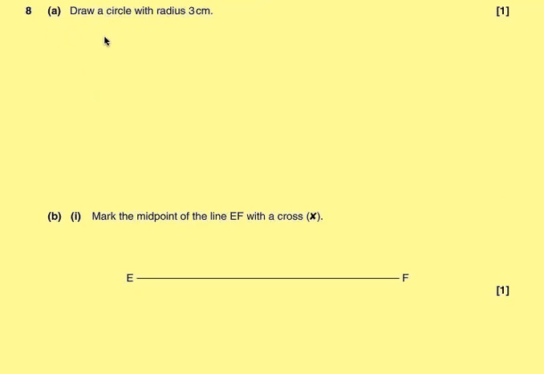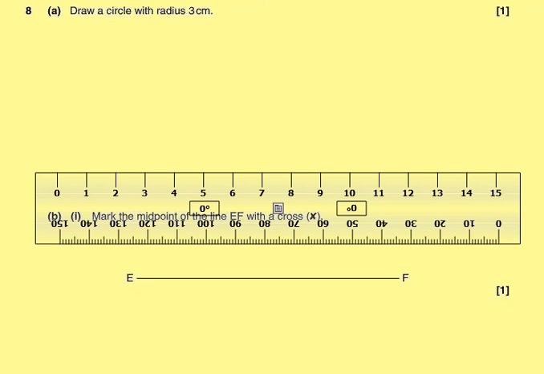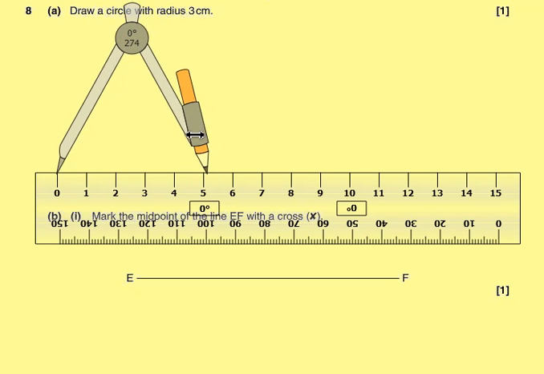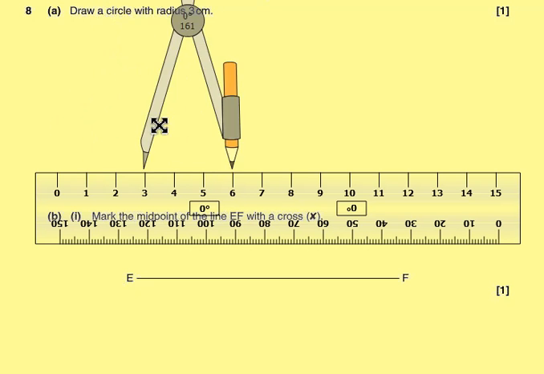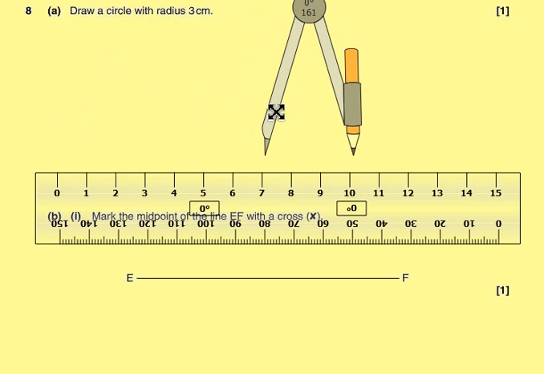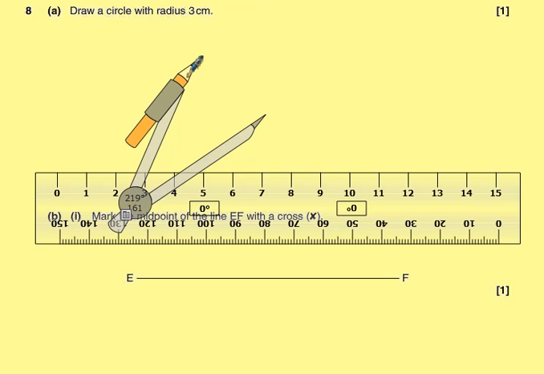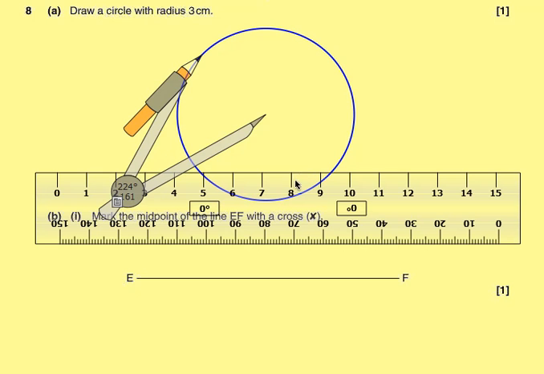Question 8, Part A. Draw a circle with radius 3 centimetres. Now we need to get a ruler and we need to get a compass. We need to set our compass so that it is at 3 centimetre radius. When we've got our compass set at 3 centimetre radius, we need to then take our compass and simply draw a circle with a radius of 3 centimetres.